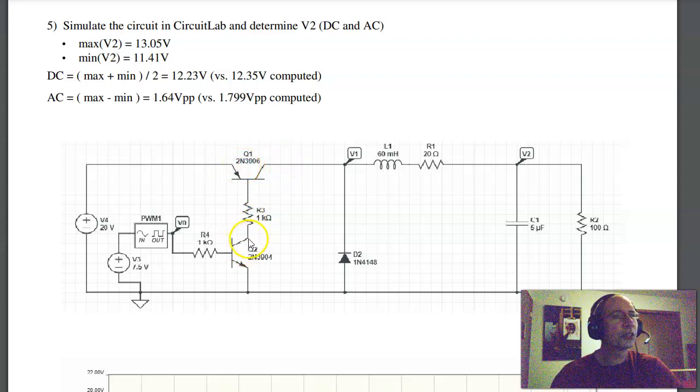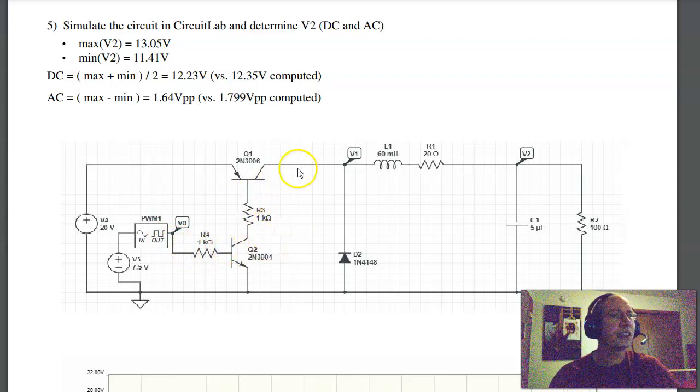To turn Q2 on and off, I just use a square wave. This is a PWM signal. Presumably that would come from a function generator, microprocessor, or 555 timer. Something sets the pulse width to 75%.